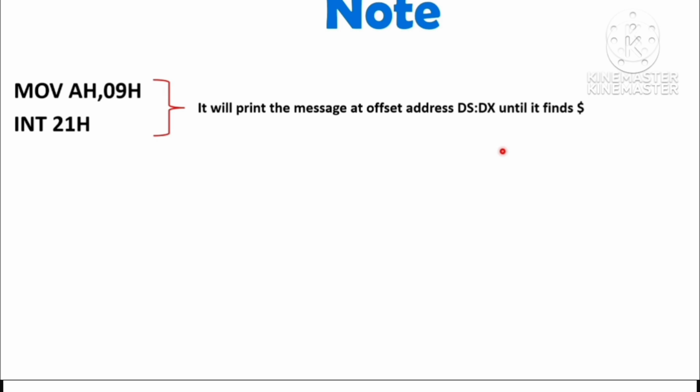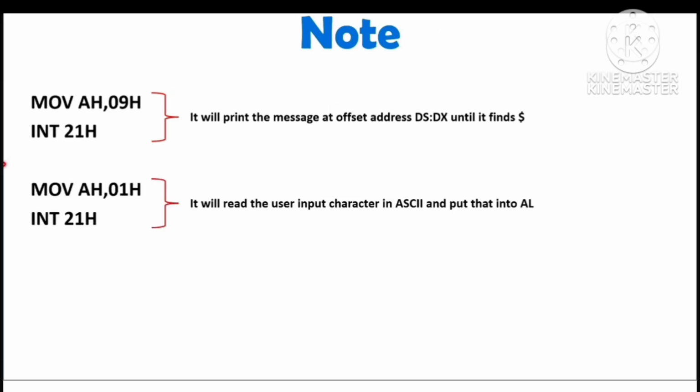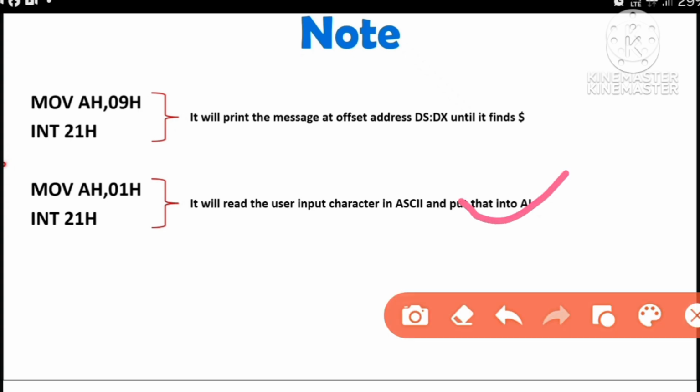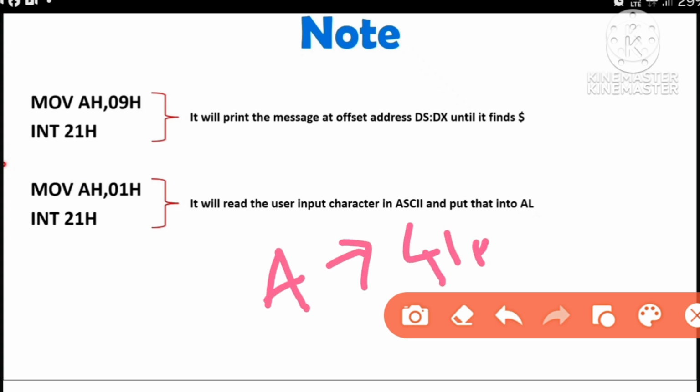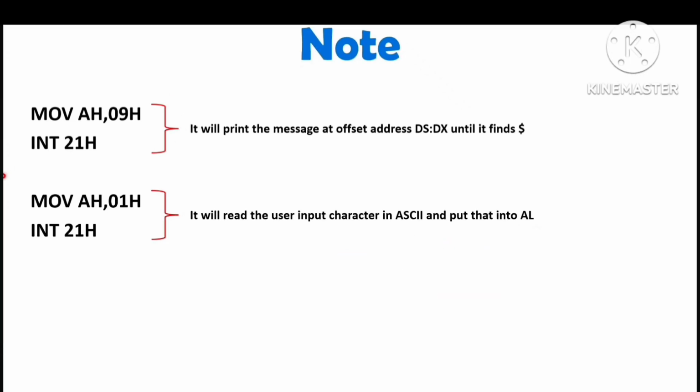If you load AH with 01H and then invoke interrupt 21H, it will read the input character in ASCII and put that in the AL register. For example, if you press capital letter A, it will take the ASCII character of A, which is 41 in hex, into the AL register. These are some important instructions which we are about to use in the following program.